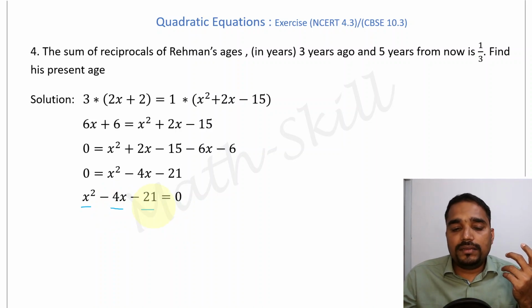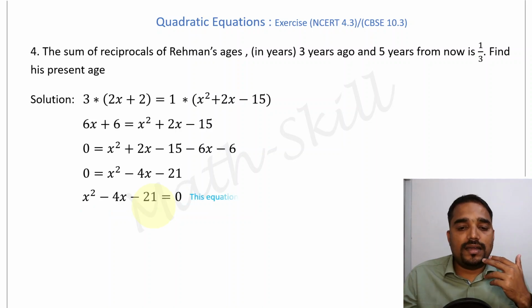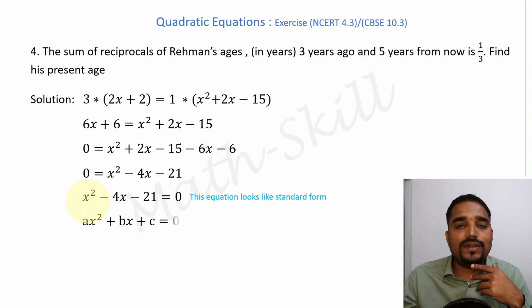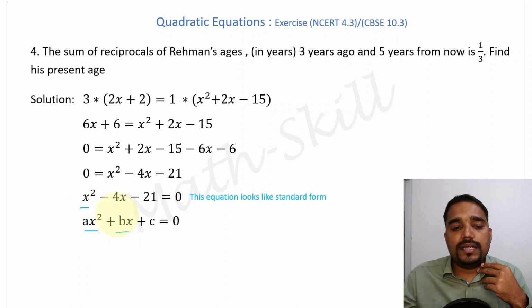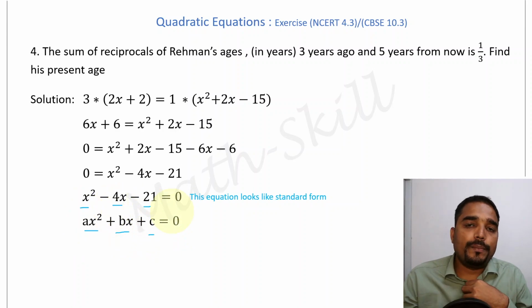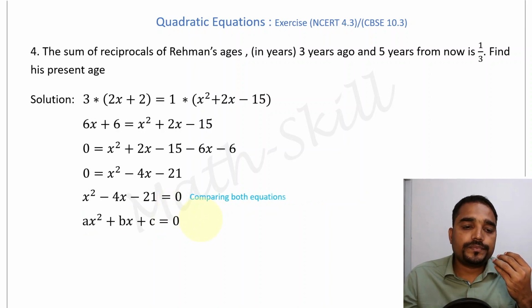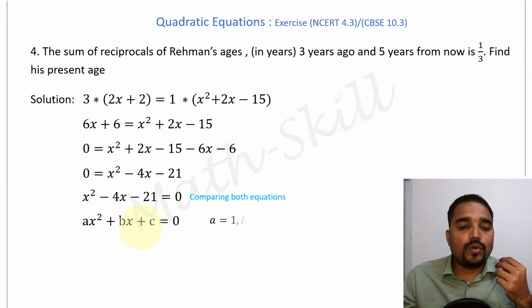Now, on comparing this with the standard form, this looks like the standard form. Why? Because the first term in both the standard form as well as the given equation contains an x square term, the second term contains an x term, and the third term is a constant term. Therefore, on comparing the coefficients, we would see that a is equal to plus 1 and b is equal to minus 4 and c is equal to minus 21.